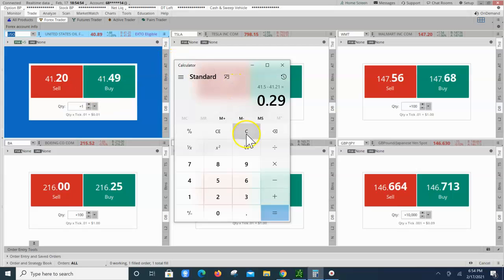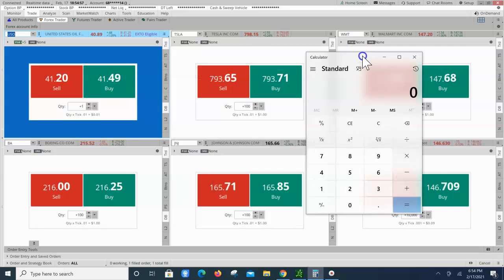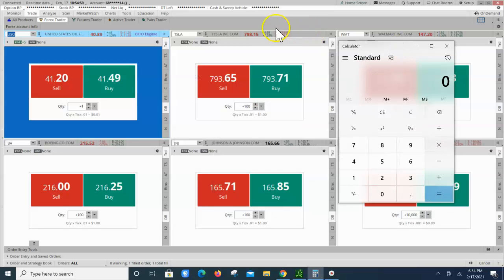So let's do another one. We're going to hop over here to Tesla. We see up here at the top, the B is the bid, the A is the ask. And so the bid is to sell it, and the A is to buy it. So if we want to buy and sell Tesla right away, how much money will we lose?